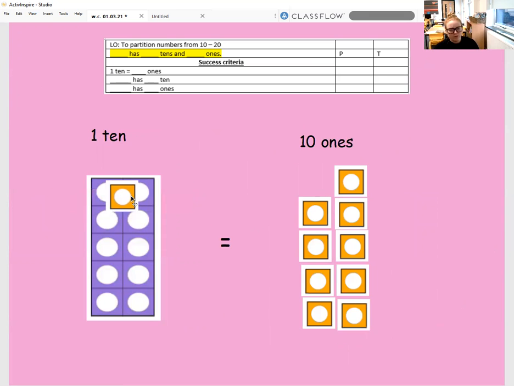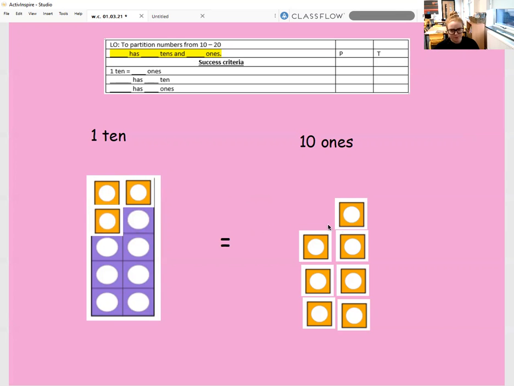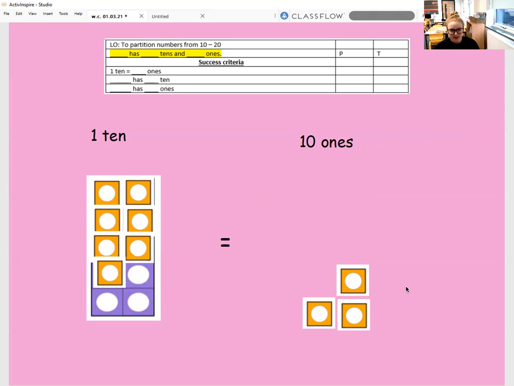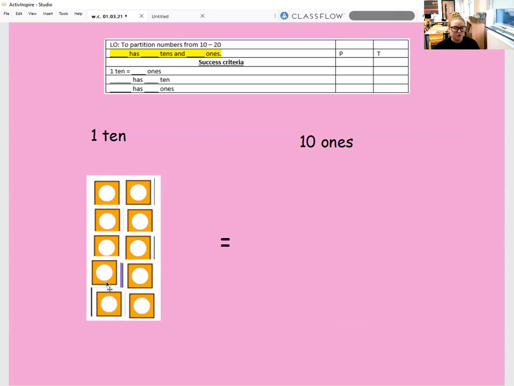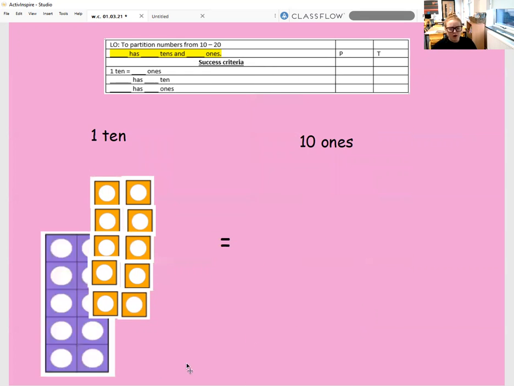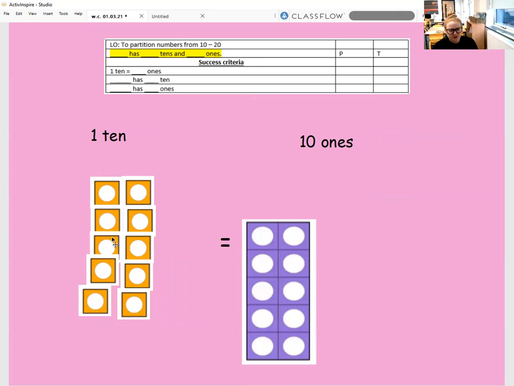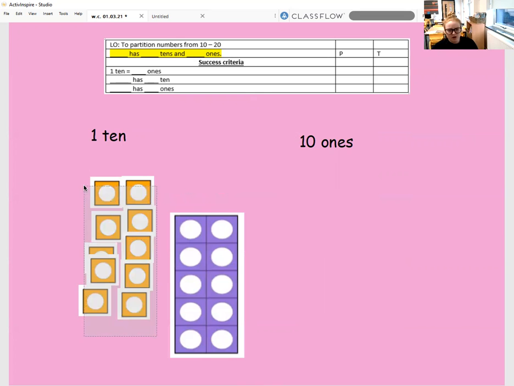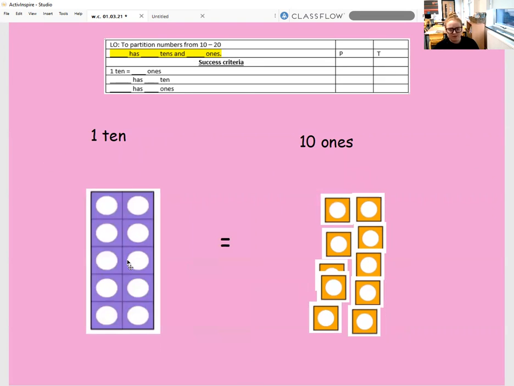So I know that 1 ten Numicon is the same as how many ones? Let's have a look. 1, 2, 3, 4, 5, 6, 7, 8, 9, 10. So 1 ten is the same as 10 ones. But it's much easier to grab my 1 ten and wave my 1 ten around than it is to grab my ten individual ones and hold them all in my hand. That'd be really difficult. So it's easier to say that I have 1 ten than it is to say I have 10 ones. We know that they are the same thing, but it's better to say 1 ten.